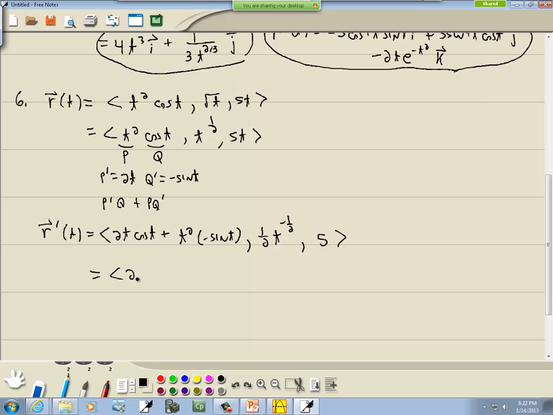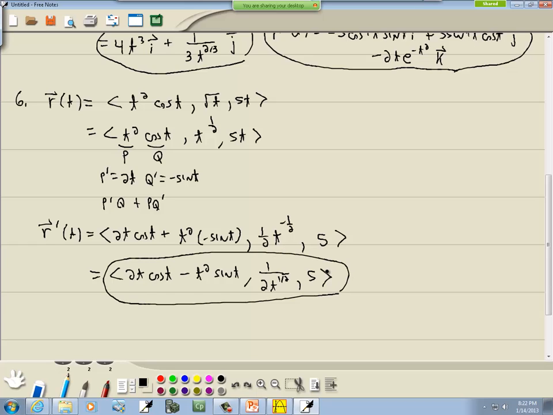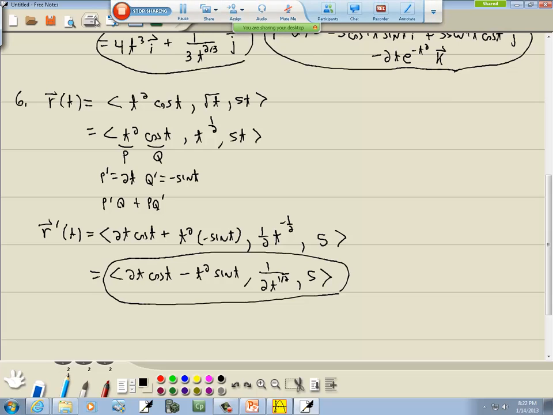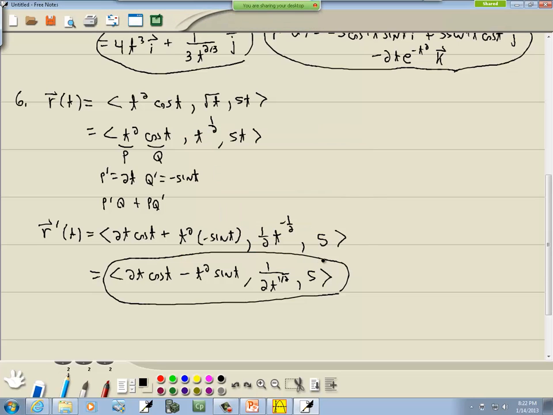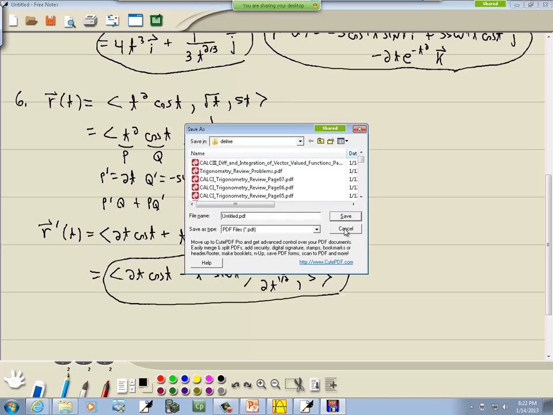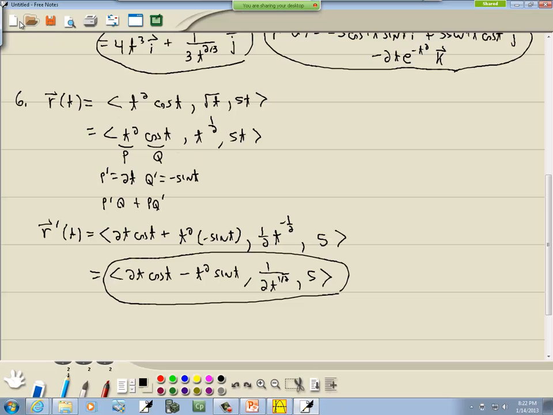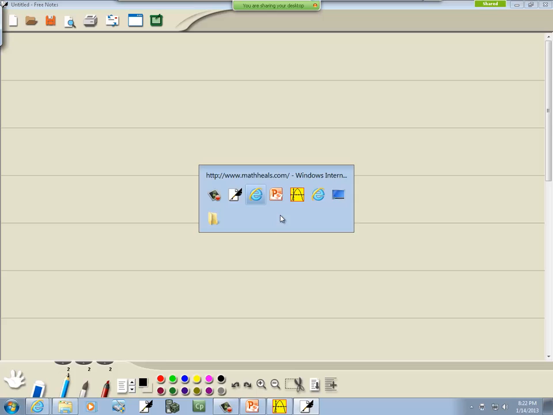So we got 2t cosine t minus t squared sine t, and this is 1 over 2t to the positive 1/2, comma, 5. And that's our answer. And let me save that. There we go. And let's look at our next problem.